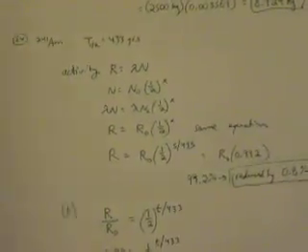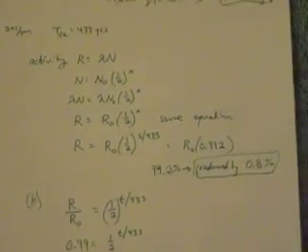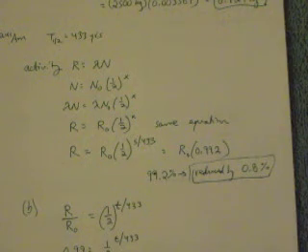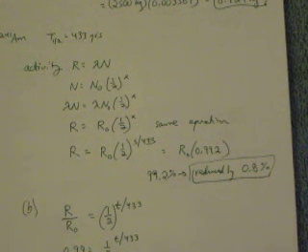Number 64. Americium 241 with a half-life of 433 years. And the question asks, if you keep a smoke detector 5 years, by what factor is the activity reduced?